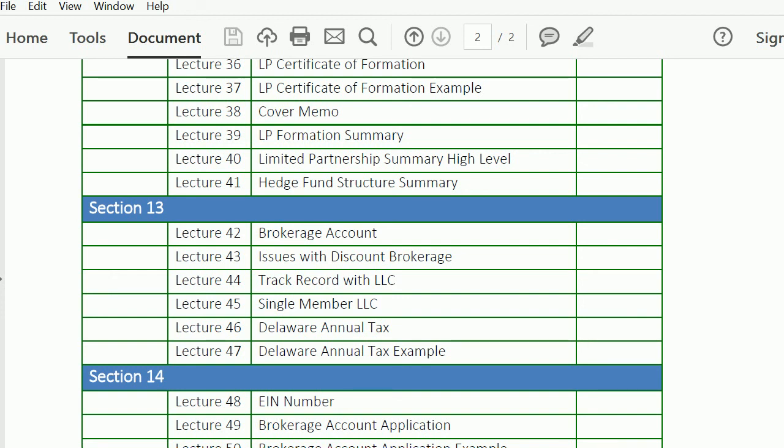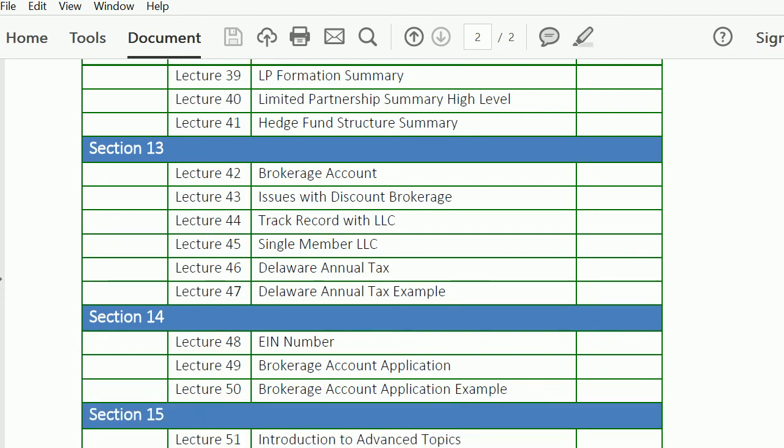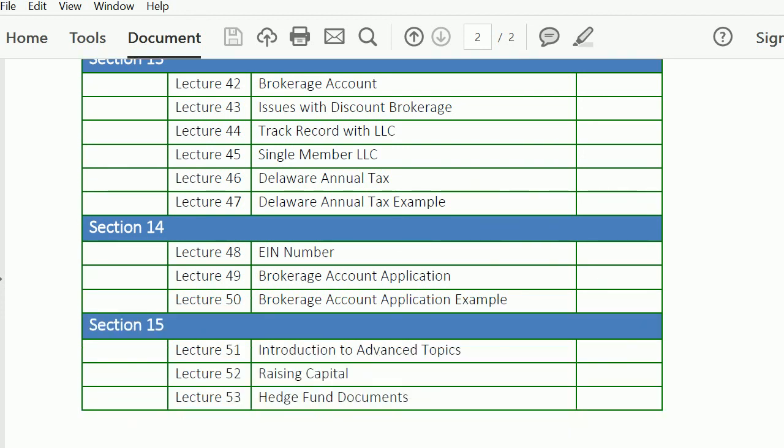And we'll talk about the single member LLC. We want to make sure we keep up with the structure we just created and pay the annual fees with Delaware or some other state. So we'll specifically talk about Delaware tax and an example of that. The other thing that you might need when you open a brokerage account with an LLC or the limited partnership structure is something called the EIN number, and we'll talk about how to actually obtain the EIN number.